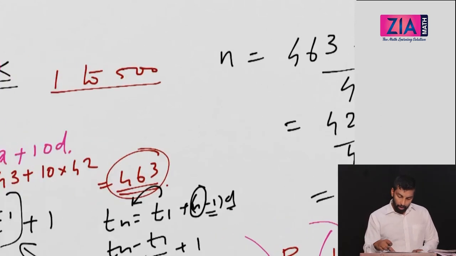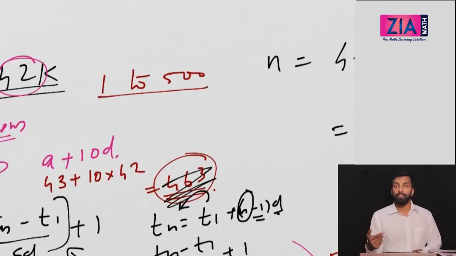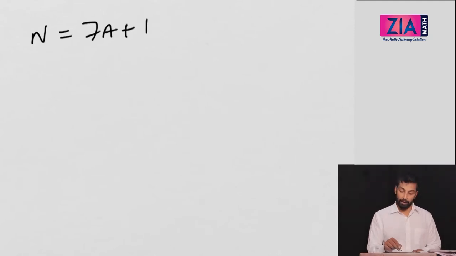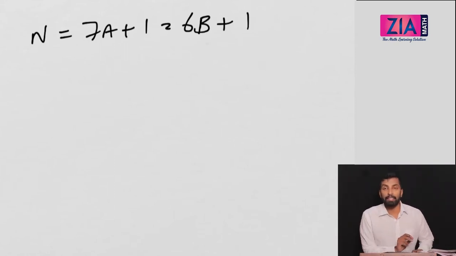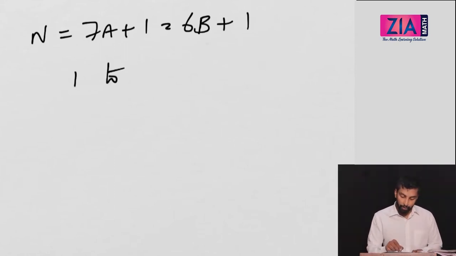Now, if you do not know this 463, here we already know because we just found it out, right? If you don't know, how will you find it? So suppose the question was, I have a number which when divided by 7 leaves a remainder 1. Same number which when divided by 6 leaves a remainder 1. How many such numbers are there between 1 to 500?